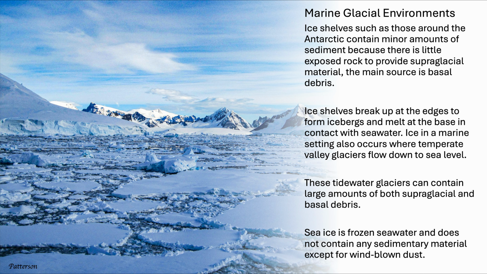Ice in a marine setting also occurs where temperate valley glaciers flow down to sea level, as we saw in the Franz Josef Glacier in New Zealand. Now, in that situation, these tidewater glaciers contain significant amounts of sediment, both on top, supraglacial sediment, and at the base as basal debris. Sea ice is merely frozen seawater and therefore does not contain any sedimentary material except maybe some wind-blown dust, which again is going to be fairly rare in these environments.